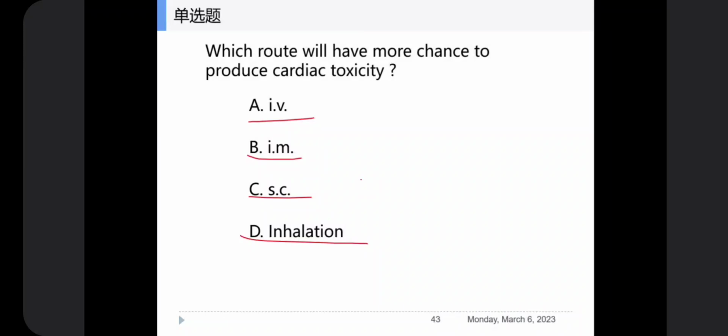Yes, I have studied it. Yeah, very correct. All of you have the correct answer. Inhalation. Because inhalation means the drug is given through the respiratory system, and the villi of the lung are very close to the blood vessels and very close to the heart, so it will be very harmful, an insult to the heart. So inhalation will have more chance to produce cardiac toxicity.